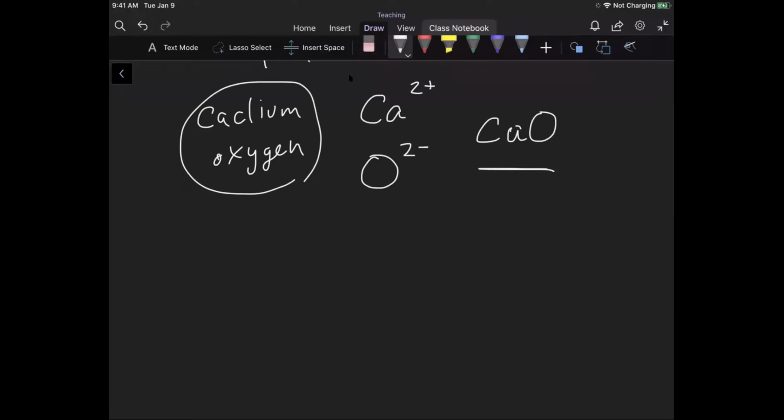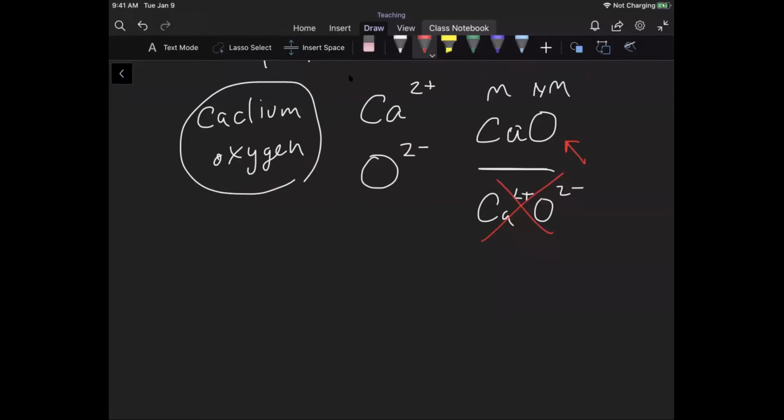And I want to emphasize, when you write an ionic compound, we know that it's made out of ions because it's a metal and a non-metal. But we never write the charges on those ions. So I write it as CaO. I would not write it as Ca2 plus O2 minus. A lot of people make that mistake, so we don't want to do that. It is not Ca2 plus O2 minus. Those charges are implied, and we write it the correct way as CaO.